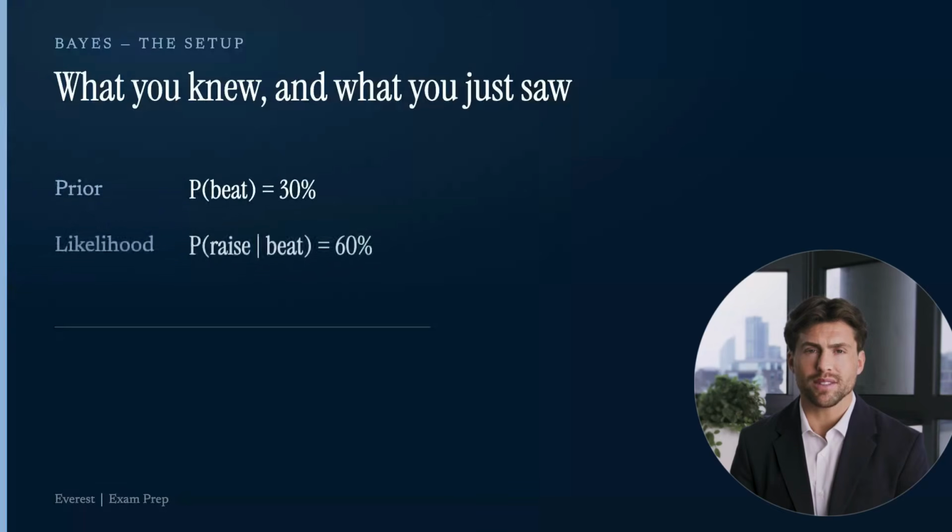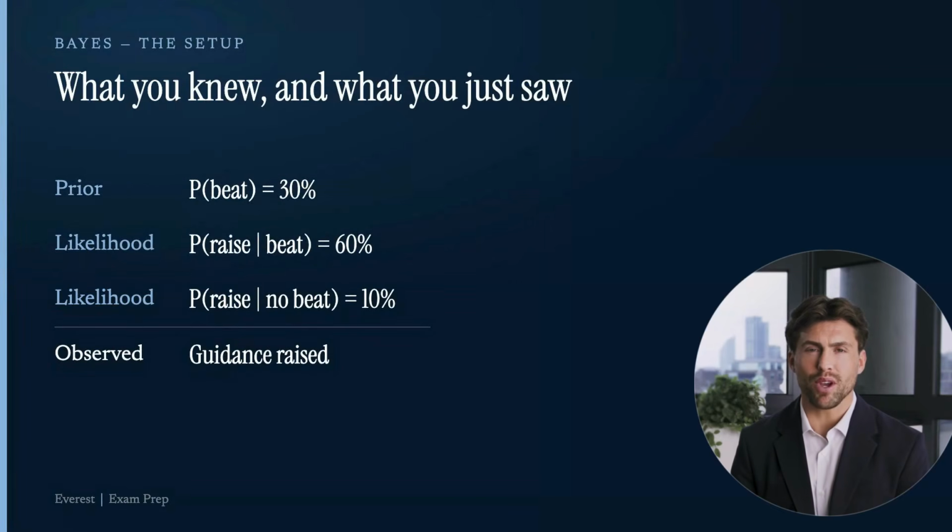So far, you have worked forwards from scenarios out to a forecast. Bayes' formula runs the same tree backwards. You observe something and you work back to which scenario you are probably in. Here is the setup. Across the companies you cover, 3 in 10 beat their earnings estimate in a given quarter. So your prior probability of a beat is 30%. Prior simply means what you believed before any new information arrived.